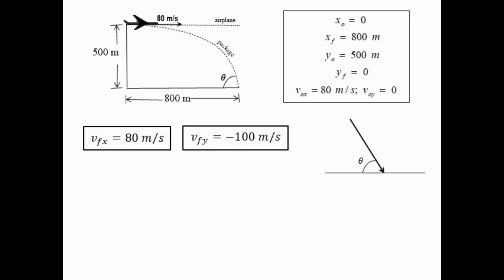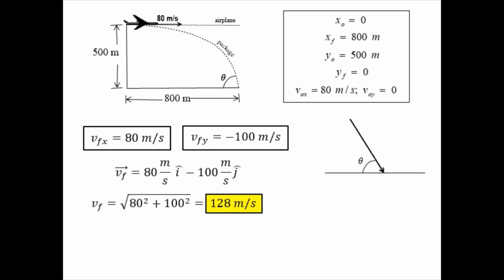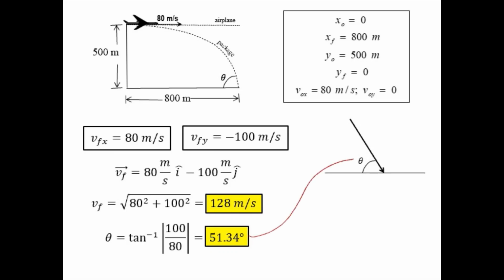And so that theta, how do we get that? We take the inverse tangent of the y part over the x part. In other words, the magnitude of the y component of the vector is 100, the magnitude of the x component is 80, and so 100 over 80, we take the inverse tangent of that, and we get our working angle. This working angle is the angle at which it comes in.